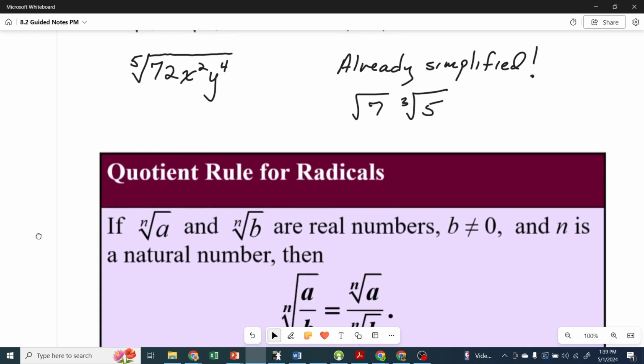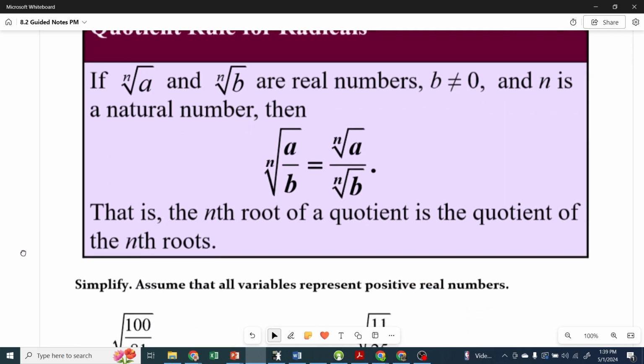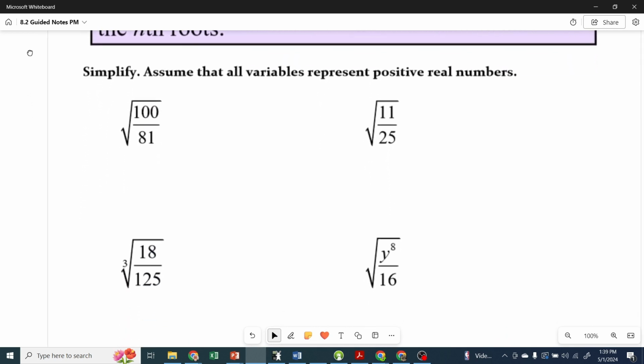Now the quotient rule for radicals. If the nth root of a and the nth root of b are real numbers and b does not equal 0 and n is a natural number, then the nth root of a over b is equal to the nth root of a over the nth root of b. Okay, so the nth root of a quotient is the quotient of nth roots. As we did before, we'll just go through problems and that'll make more sense.